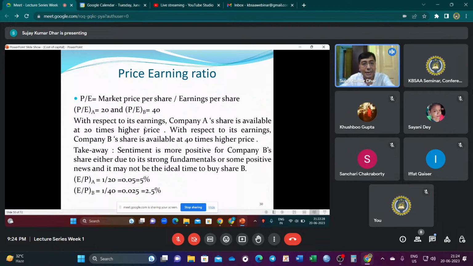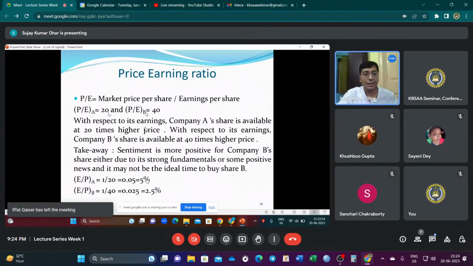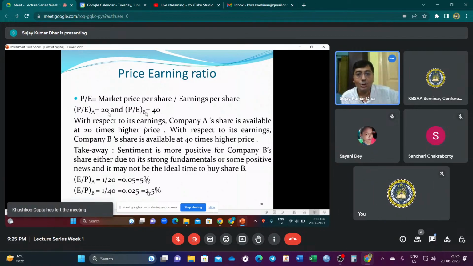So if price earning ratio is 20, what will be the earning price ratio? 1 by 20, 5%. If price earning ratio is 40, what will it be? 2.5%. That means lower price earning ratio has higher cost. Higher price earning ratio has lower cost. So what is the takeaway? Takeaway is when price earning ratio is lower, that means price is comparatively less. If price is comparatively less, cost is comparatively high. When price earning ratio is more, price is comparatively high. When price is comparatively high, cost of equity is comparatively less. So earning price ratio is nothing but reciprocal of price earning ratio.